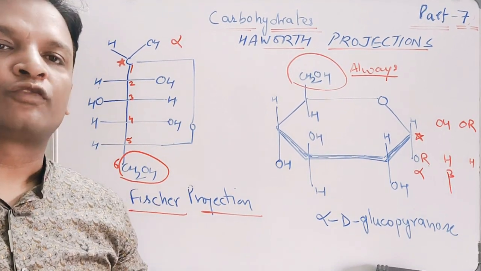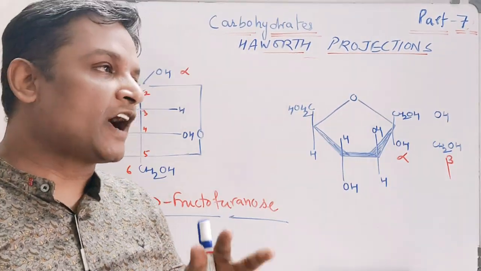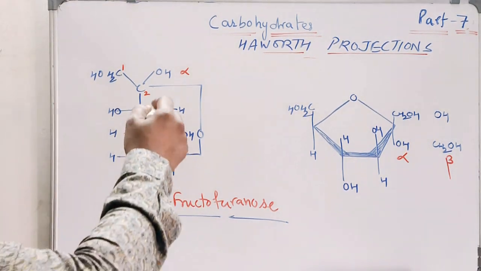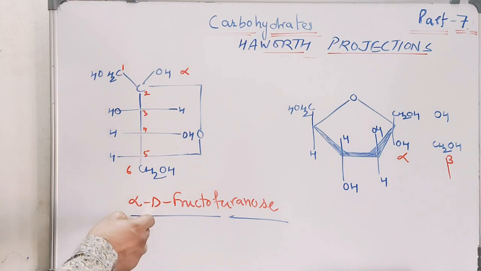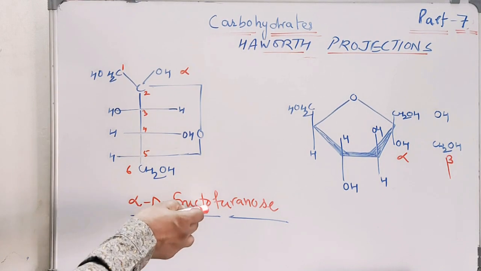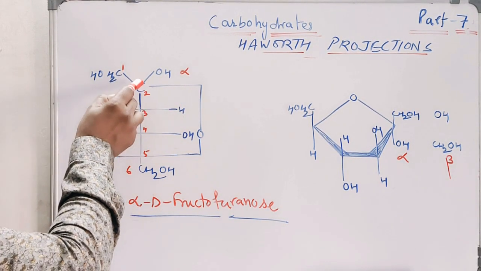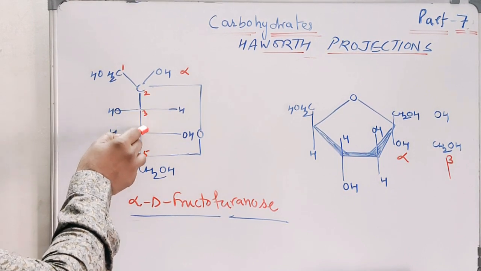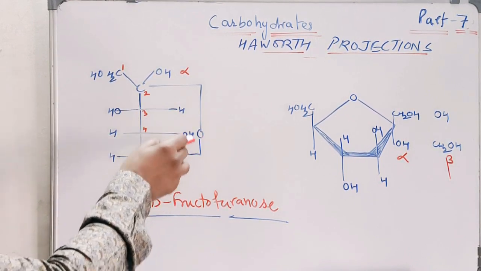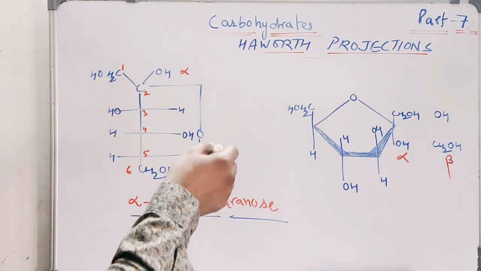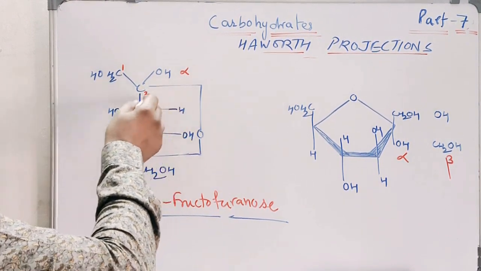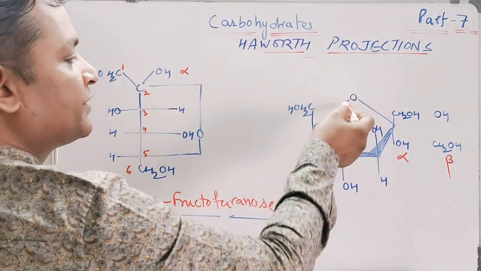Now the Haworth projection of fructose. So this is the Haworth projection of fructose molecule. You can see here I have written fructose 5-membered ring. So the name of this compound is alpha D fructofuranose. You can see it is a 5-membered ring, 1, 2, 3, 4, 5, alpha form. So again we have to write the furanose form in a pentagon. So this is the pentagon.